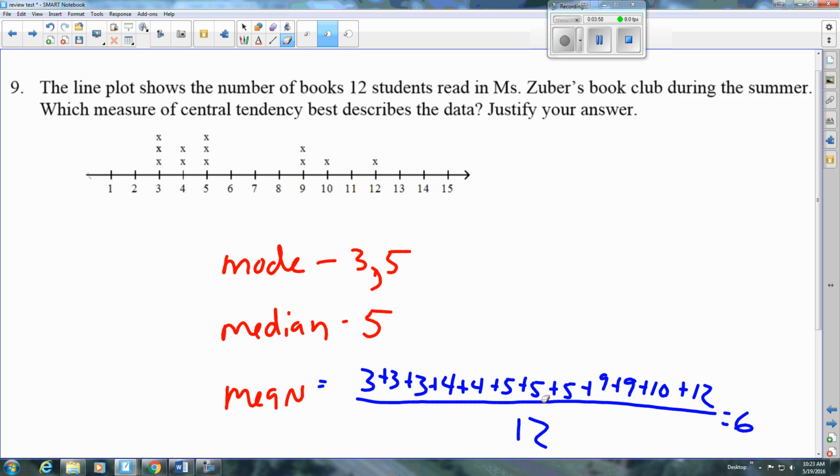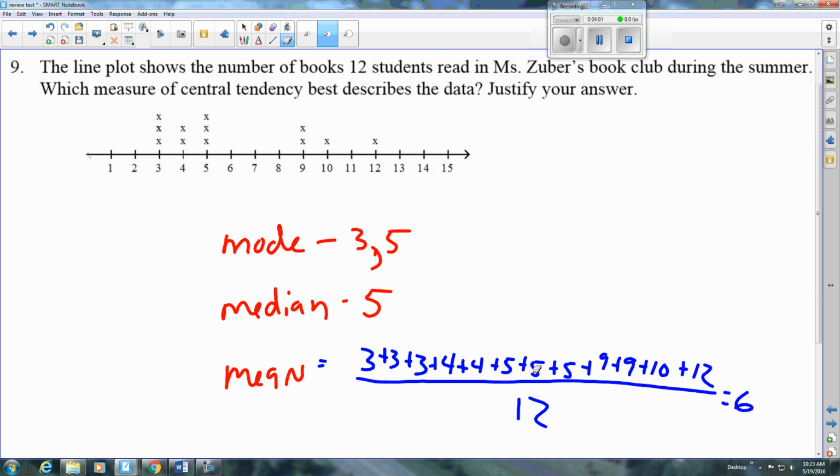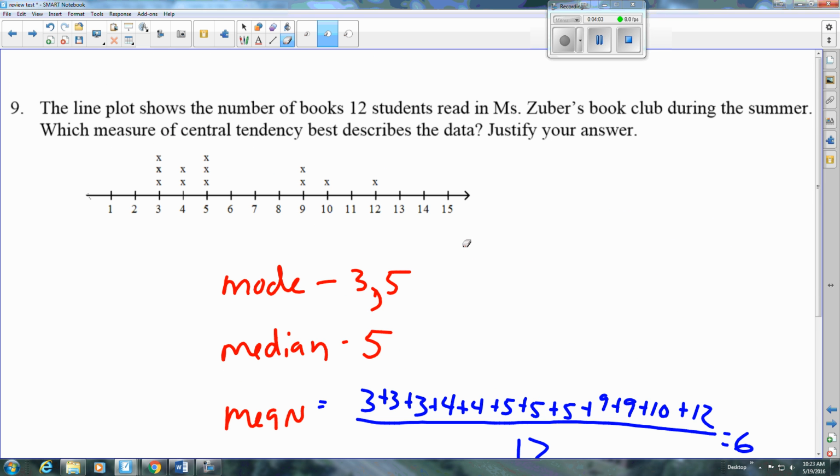I would probably pick median to be the best measure of central tendency because it's in the middle with all of these. Even though you have a few outliers over here, the majority of the data is going to be the median, which is 5. I'd also accept mean, to be honest with you.